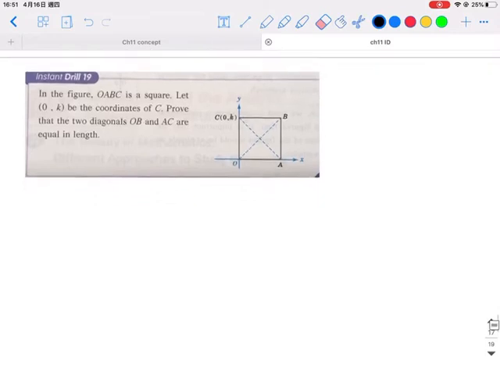19. So the question is like this: OABC is a square, so four sides are equal, and let OK be the coordinate of C. So that means the length of OC is K, and we know the remaining three sides are also K. So prove that two diagonals OB and AC are equal in length. That means you need to find the length. The distance formula of OB is equal to OC, right?